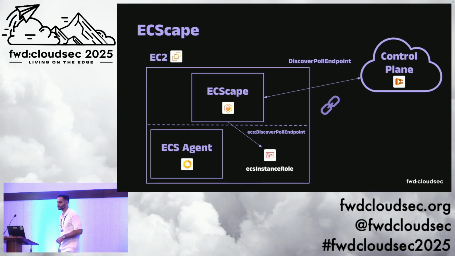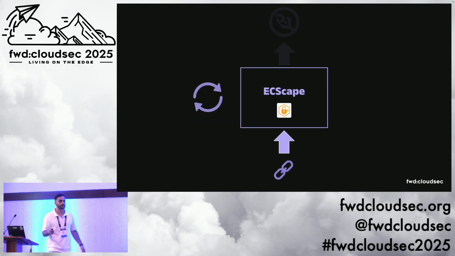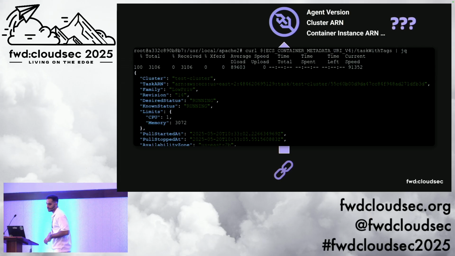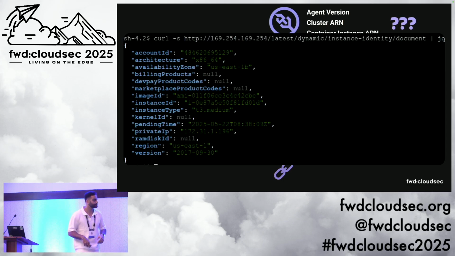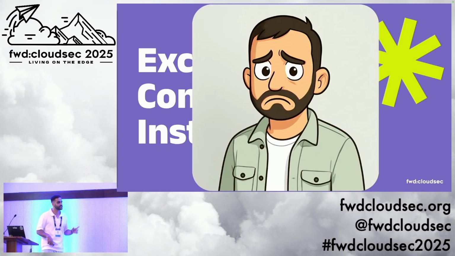Then, I need to construct the WebSocket URL. But I have a problem. Where do I get this identifier? So I tried a lot of stuff, which I'm going to share with you now. Most of the identifiers I could get using IMDS and the task metadata endpoint version 4 that I mentioned earlier. But one thing was missing: the container instance ARN. It was a real headache.